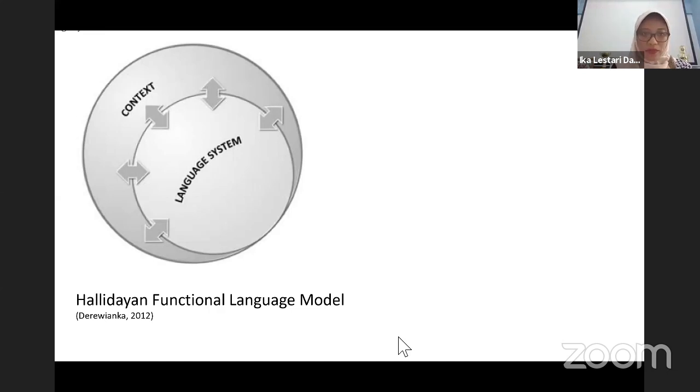So here, when we talk about context, okay, why doesn't it work?